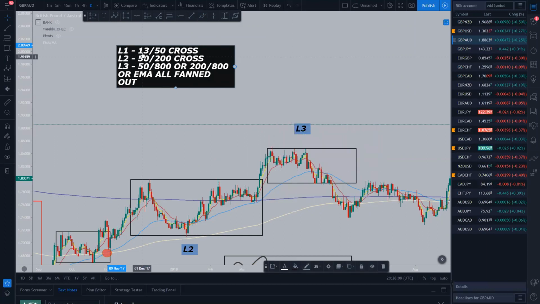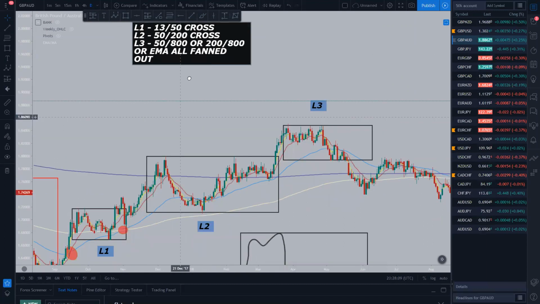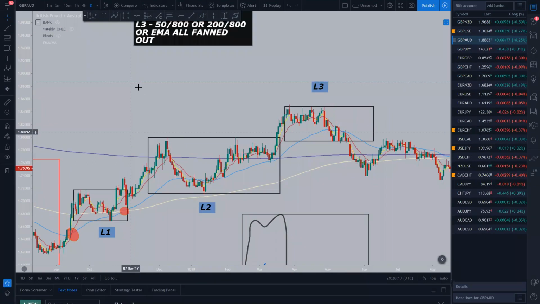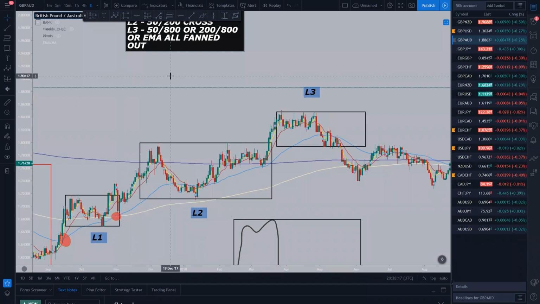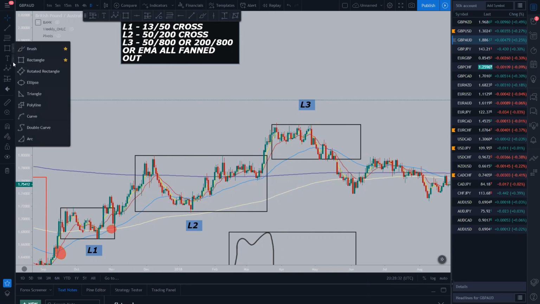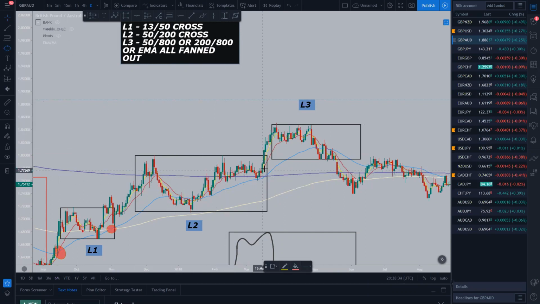So let me just reiterate what I just wrote down. So level 1, you're looking at the 13 and the 50 to cross over, which has happened down here. Level 2, you're looking at 50 and 200 to cross over, which is down here. And level 3, you're looking at 50 and the 800. So you're looking at either the water and the purple line, which is the blueberry. We're looking at the water and the purple to cross, which it actually did at level 3. So when level 3 was taking place, this locked in level 3 down here. So it did happen.